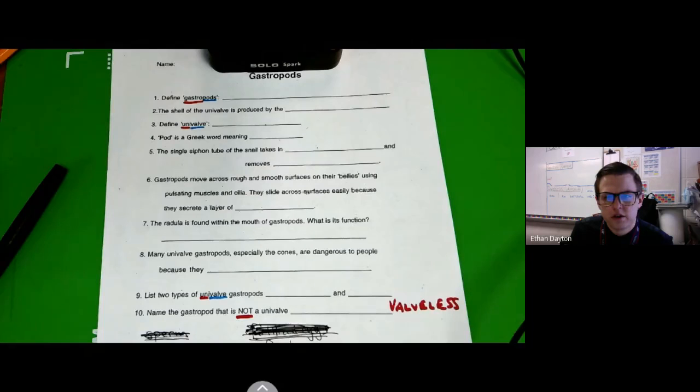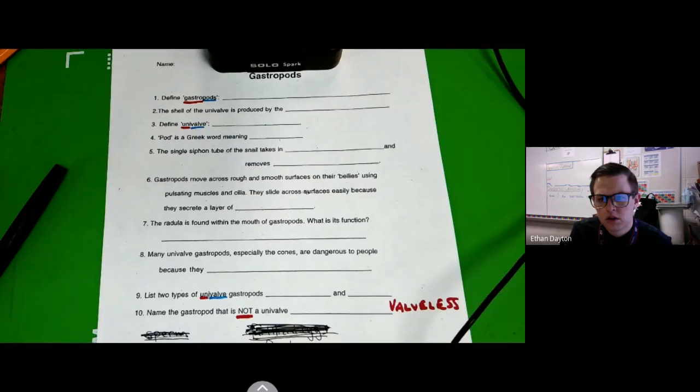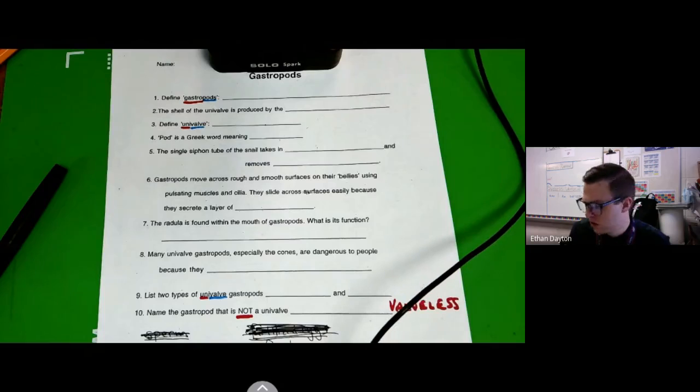Those that are done, so it looks like Leah, Emily, Cooper, you can get out your notebooks again, and we will. Oh, Riley's done too. We're going to get into a new class of mollusks.